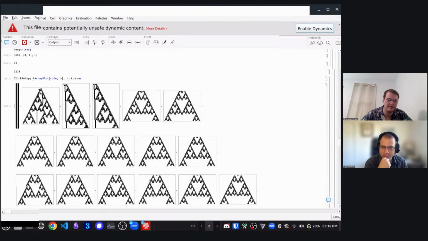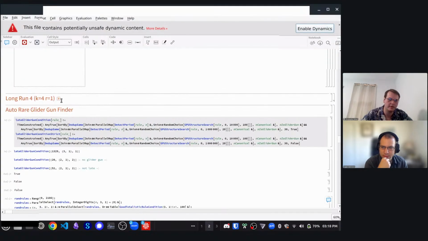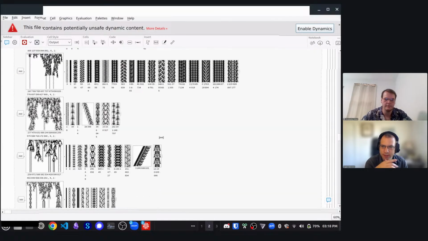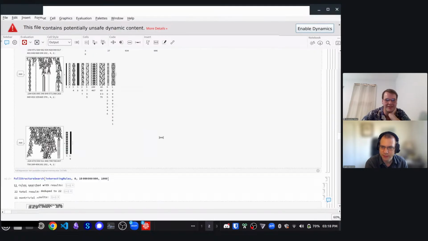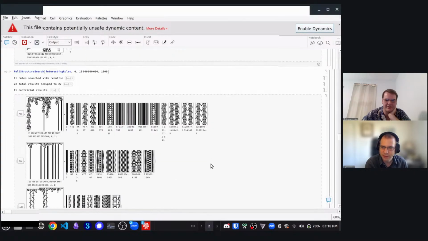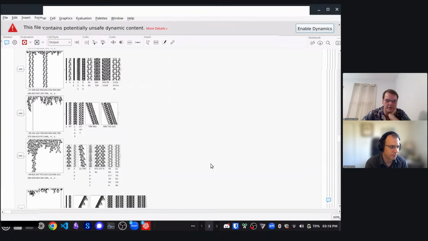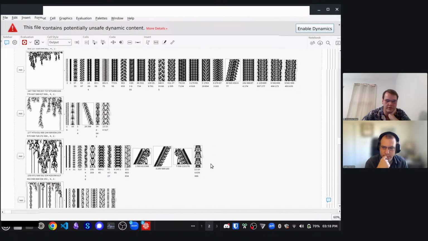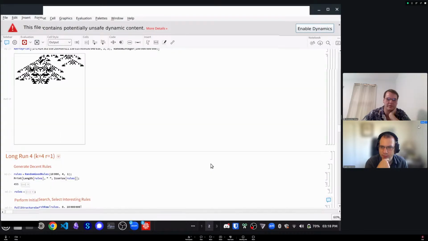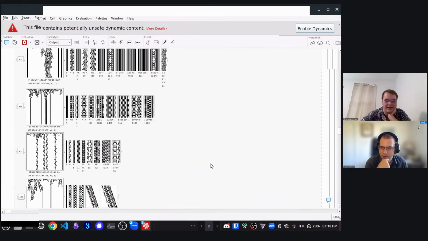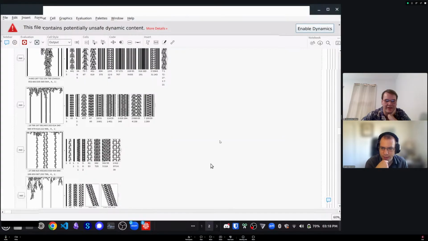And here's k equals 4, r equals 1. Slow down, hold on. Those were interesting. I think here are the most interesting ones of these, maybe. Yeah, actually, these are more interesting. There's another sort of brick pattern. It goes left and right, oscillates.